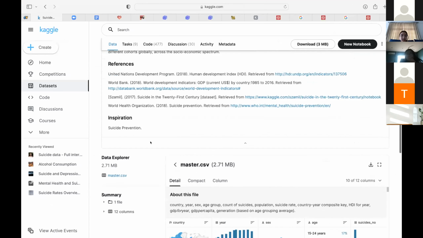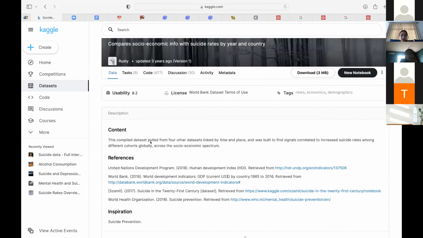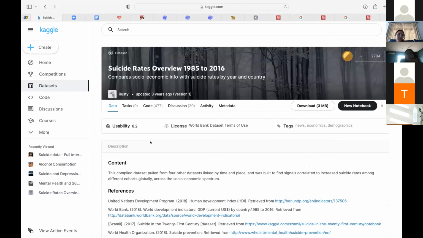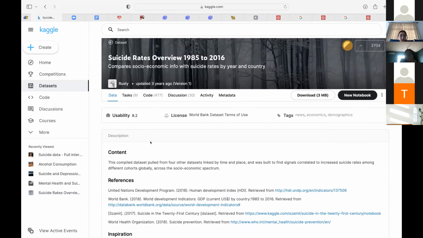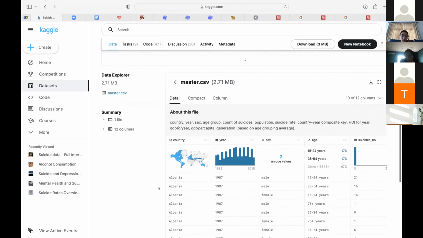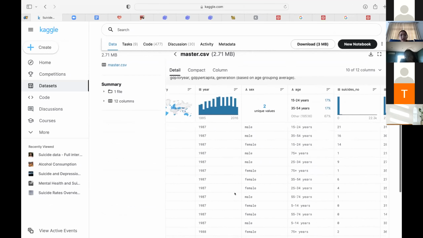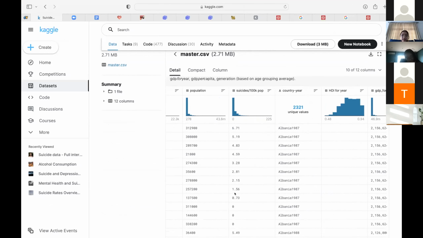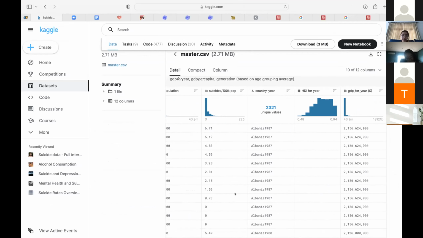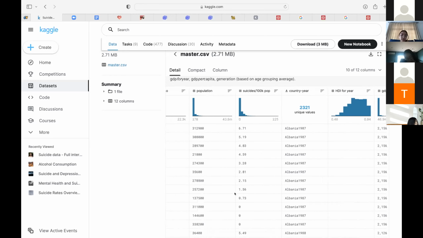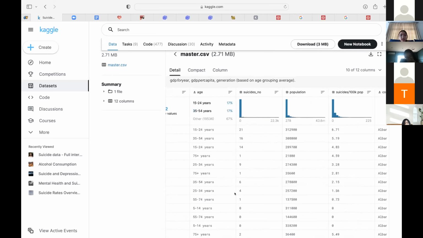So this is also a sort of country profiling. It is a suicide rate overview between 1985 to 2016, and this is the data. Okay, breakdown by population. So it gives a within-country breakdown as well, right? Like young people versus old people and so forth. It will have different genders and ages.